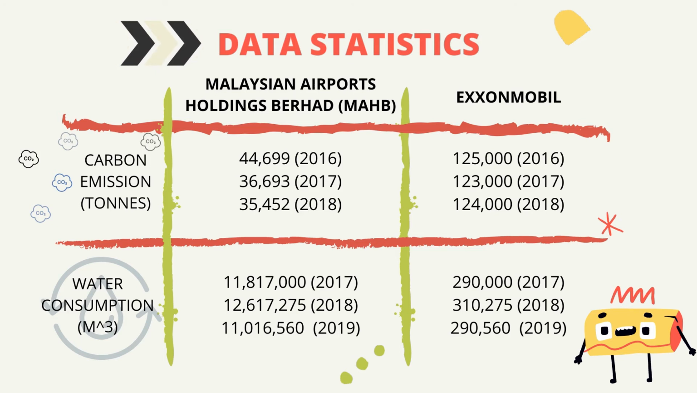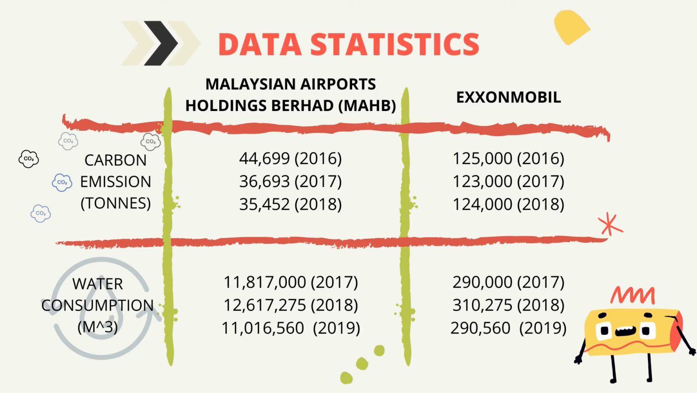As we can see from the slide, Malaysia Airports Holdings Berhad's data is slightly decreasing from 2016 until 2018. But as for ExxonMobil, their data is slightly increasing between 2017 and 2018.